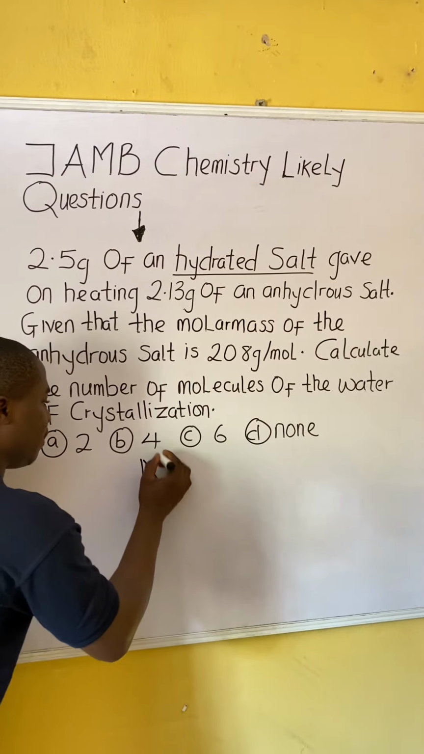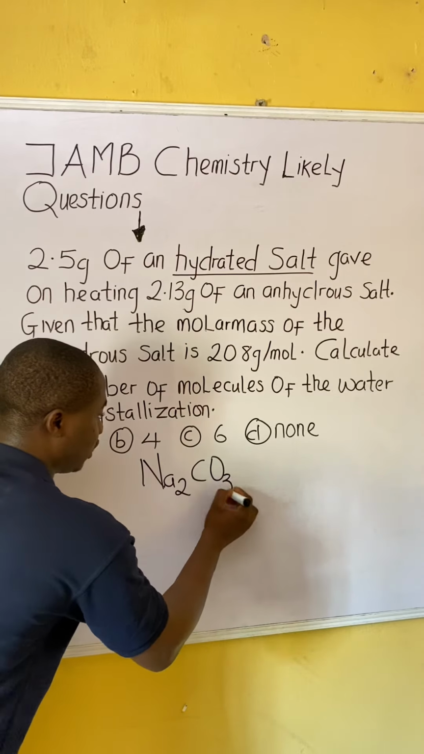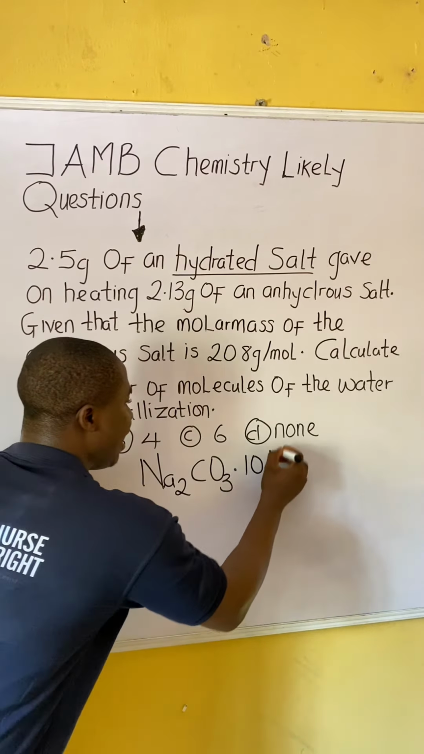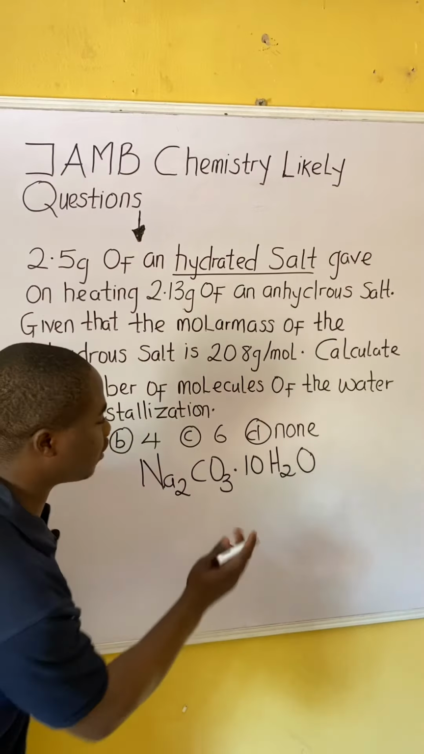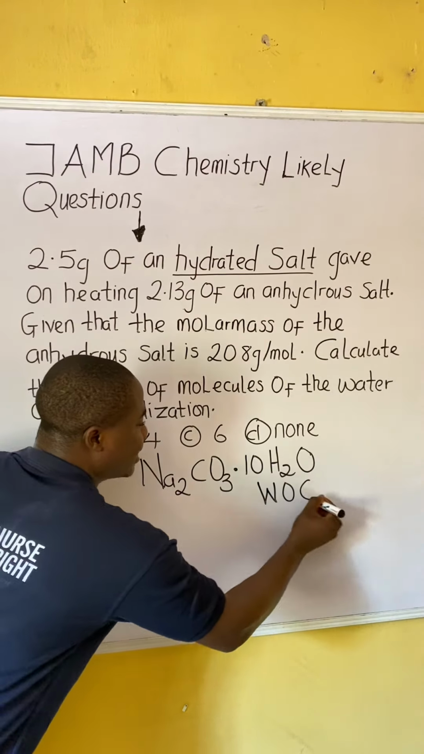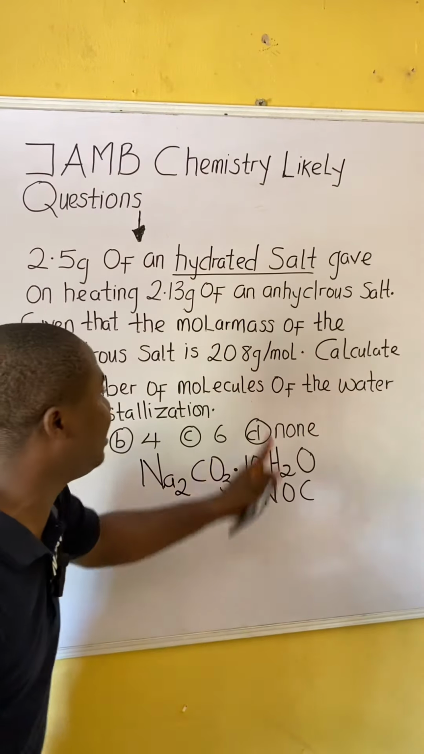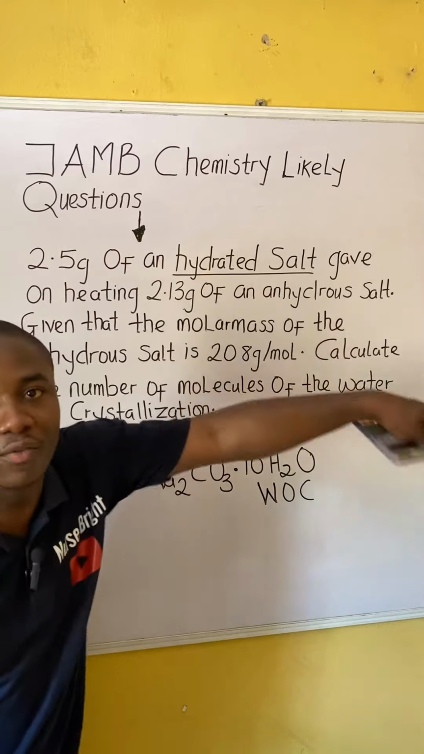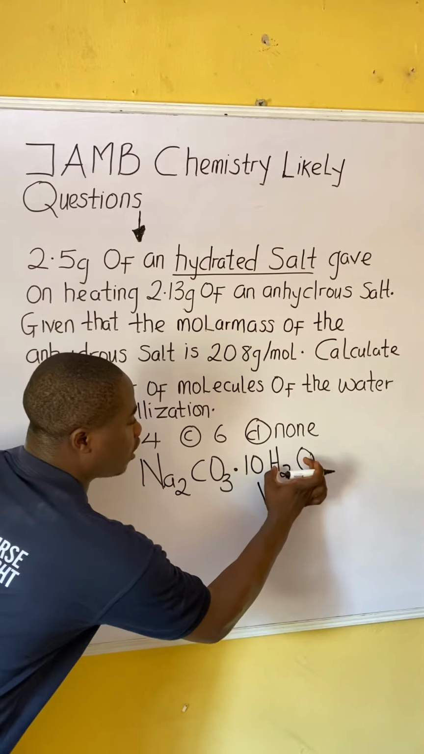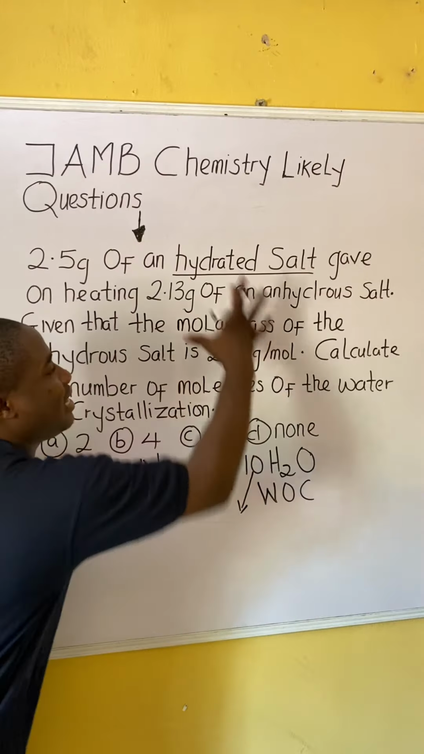All right, this is an example of a salt with water of crystallization, Na2CO3.10H2O. So this part of the compound after the dot is the water of crystallization. Are you following me? So what they are now asking you to determine is the number of molecules of the water of crystallization. So this is the water of crystallization. What's the number of molecules? So this is what they are asking us to determine in this question.